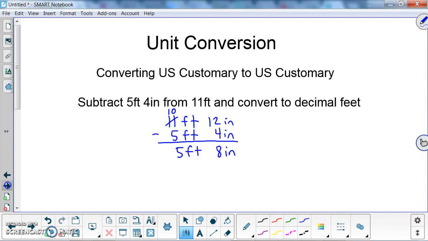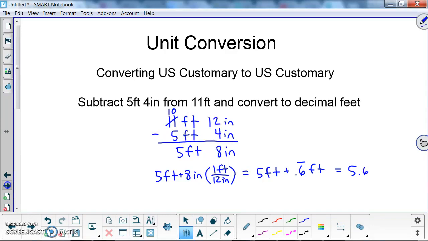And if I want to convert that to decimal feet, I will convert just the inches. I'll put the plus sign there so you can kind of see that. And I will convert the inches using the 12-inch 1 foot conversion that you should be familiar with. And that will equal 5 feet plus, and what is 8 divided by 12? That is 0.6 repeating feet, or I'll just write 5.6.